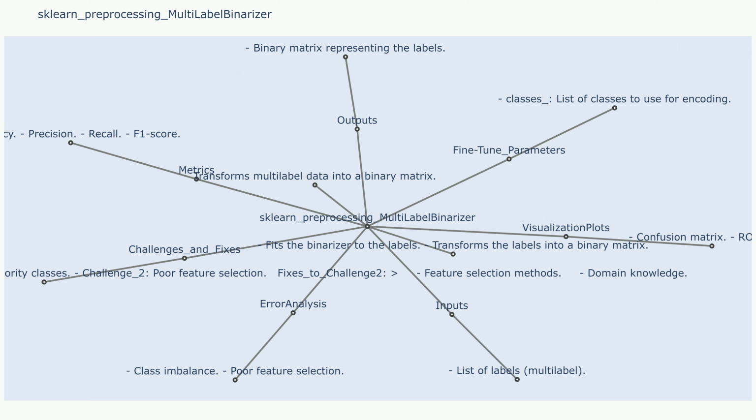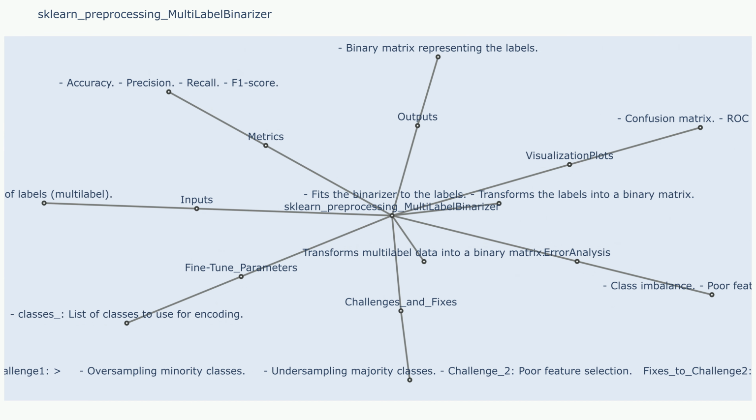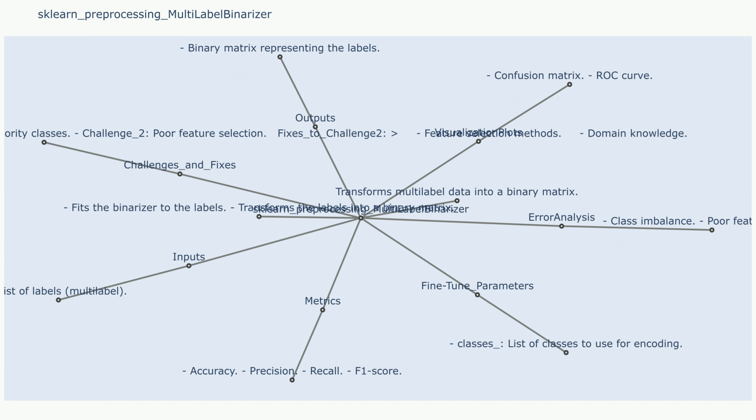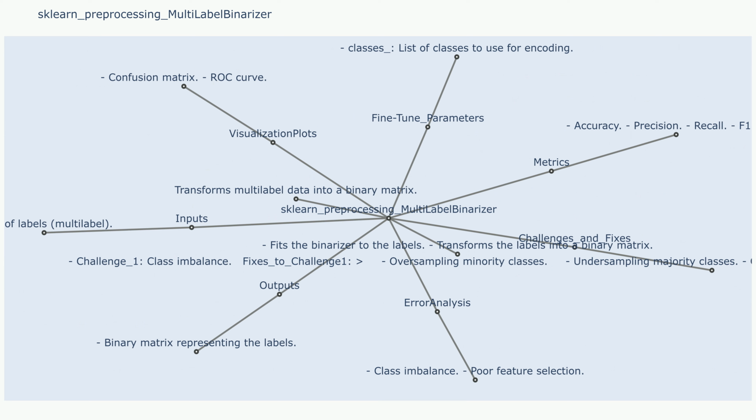Challenges and fixes. Challenge 1. The MultiLabelBinarizer can be inefficient for large datasets with a large number of labels, as it requires creating a matrix with a number of columns equal to the number of labels. Sample use case that resulted in challenge 1: a dataset with millions of samples and thousands of unique labels. Fixes to challenge 1. Consider using a sparse representation for the output matrix, as this can significantly reduce memory usage.